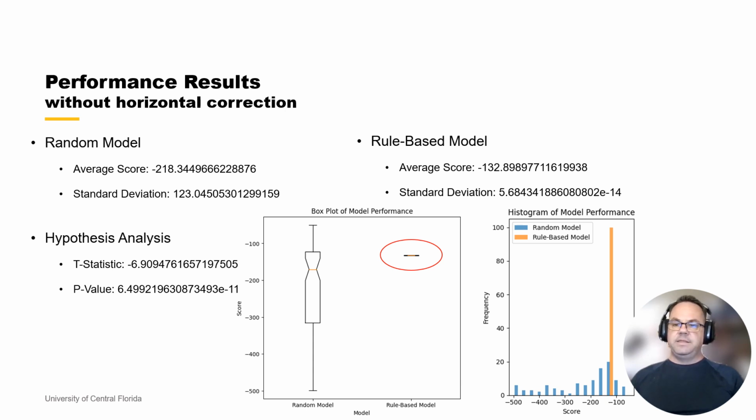Looking at the hypothesis testing, it further validates these observations. We conducted a hypothesis test. The t-statistic came out to be negative 6.91, and the p-value was 6.5 times 10 to the negative 11. The negative t-statistic confirms that the rule-based model consistently outperforms the Monte Carlo model. The extremely low p-value indicates that the difference is statistically significant, meaning that the likelihood that this difference is due to random chance is virtually zero.